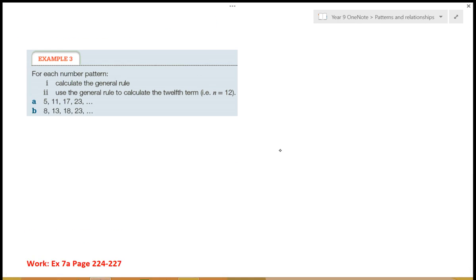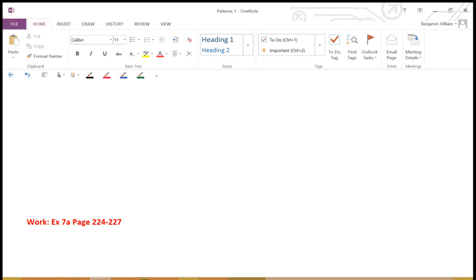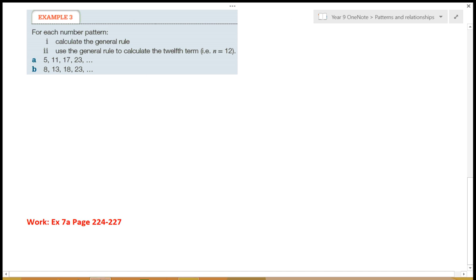Okay. Our last example, for each, calculate the general rule and then use the general rule to calculate the 12th term. Okay, so looking at this first one, we've got 5, 11, 17, 23. What's the rule for that first question? Megan? Okay, so our first term is 5. So we've added 6 to get 11, and then we've added 6 again to get 17, and so on.